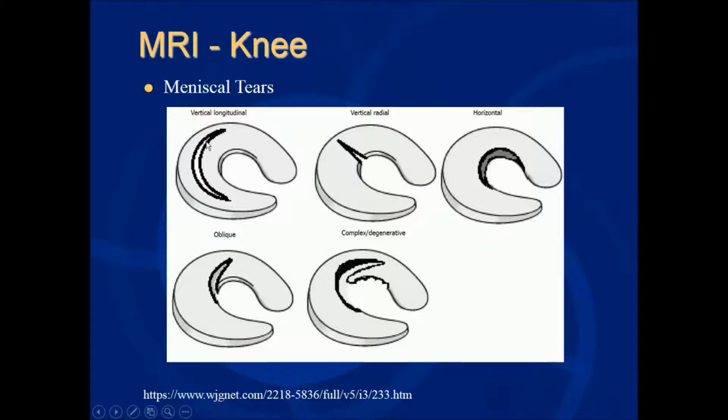The first is a vertical longitudinal component. Now, the longitudinal descriptor basically means that the tear follows the long axis or the curvilinear axis of the meniscus. So you can see that this tear would be longitudinal, this tear here would be longitudinal, this would have some longitudinal component as well as this one here, whereas this is perpendicular to the curvilinear axis of the meniscus. So we'll go into some more detail on these different tears.